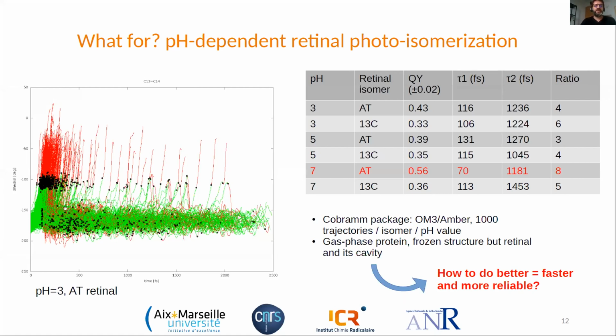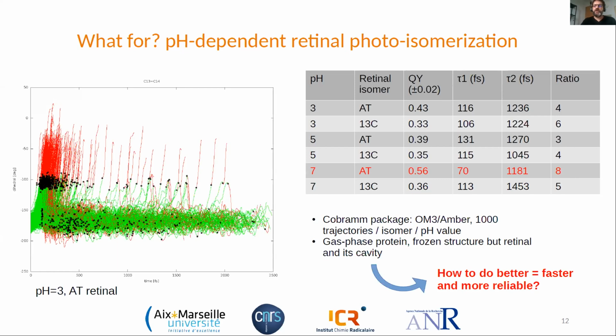And this is here, for instance, one example of the protein at pH 3 for the all-trans retinal, starting with a dihedral value close to 180 degrees. And if you see how the trajectories evolve in time, suddenly you have this torsion that decreases towards 90 degrees.